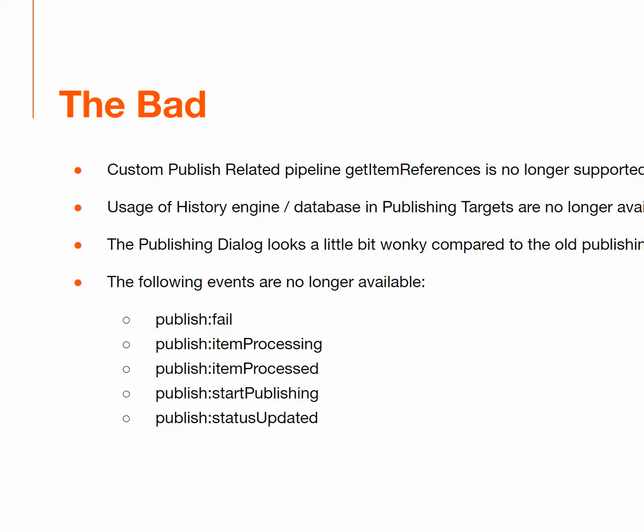The publishing dialog looks a bit wonky compared to the good old publishing as well. One of the reasons why is that the publishing is done by another separate team in Sitecore. So you get a lot of these sort of quirks, with the little individual products that Sitecore puts out as well. The following events are no longer available: publish fail, publish item processing, publish item processed. All of these, they are all gone. You can no longer use them anymore. A lot of people like to use publish item processing and publish item processed, but they're all gone. You can no longer use them.